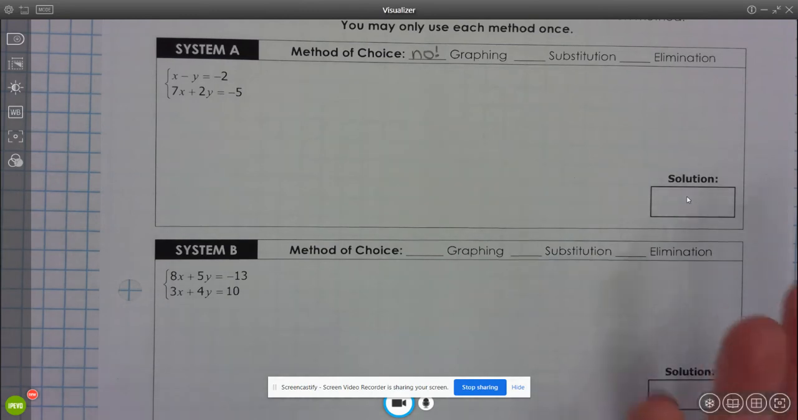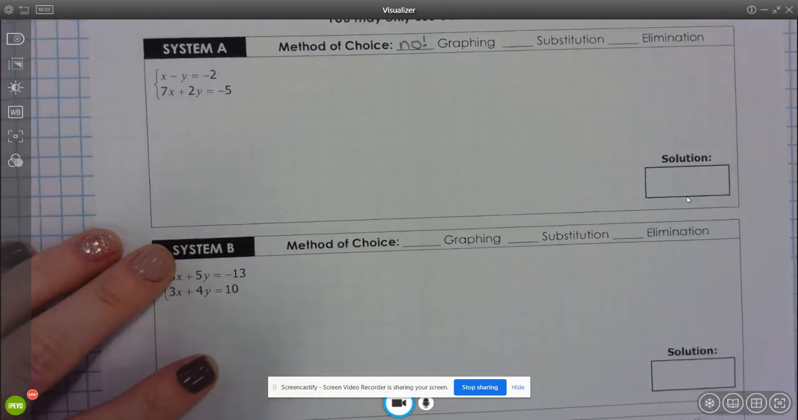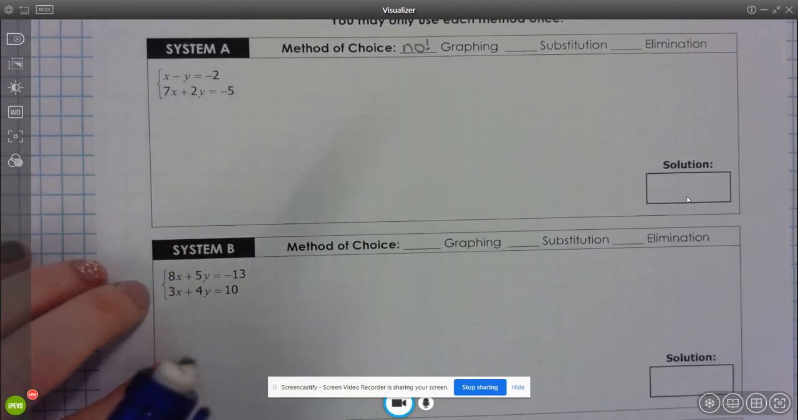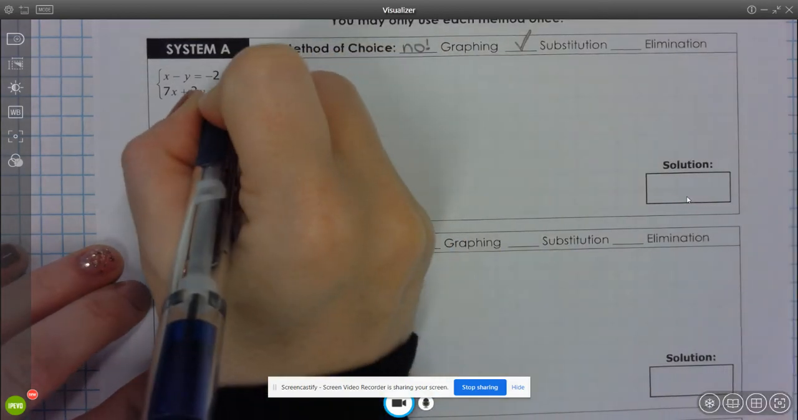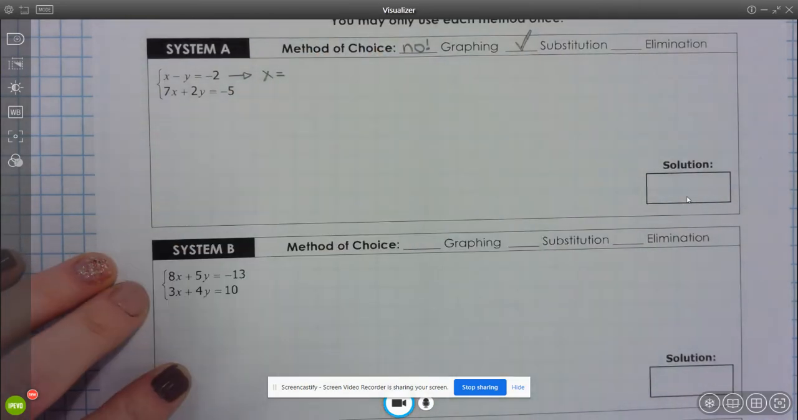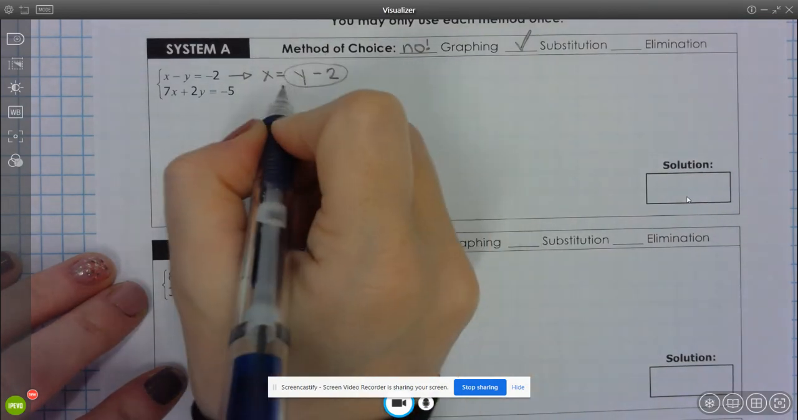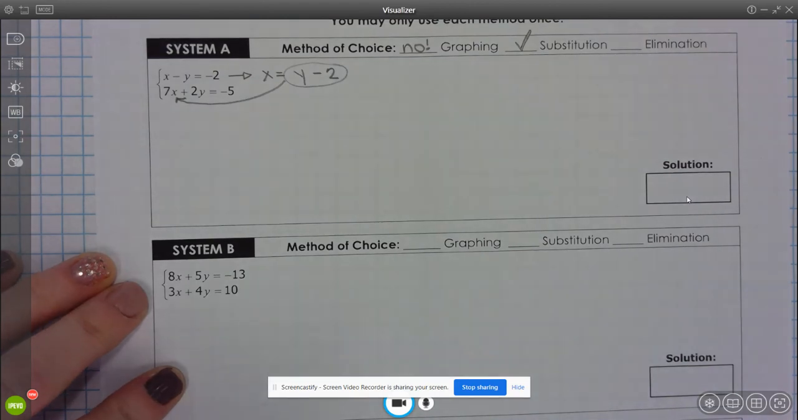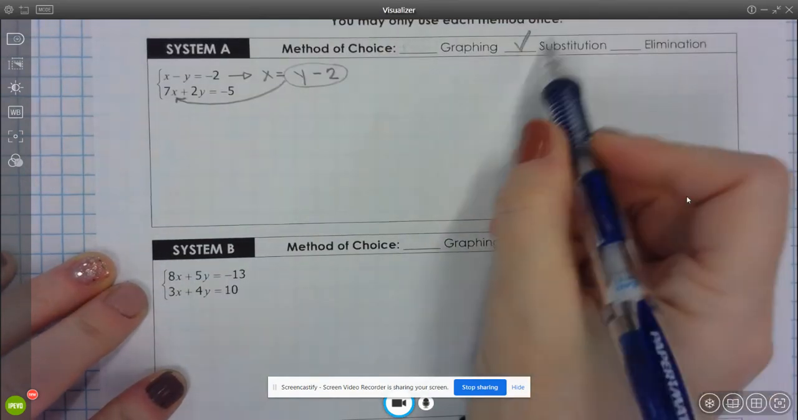So if I'm on this sheet, it says that we're only going to use each method one time. So now I have to think if I'm going to do elimination or if I'm going to do substitution. Well, I notice here that the coefficient for x and the coefficient for y are 1. So I would say this would be a really good one for substitution because I can really quickly get this first equation as x equals. So if I add y to the other side, I'll have y minus 2. And now I'm set up to do a really quick substitution into that second equation. So I'm not going to do elimination. I'm going to do substitution on this first one.